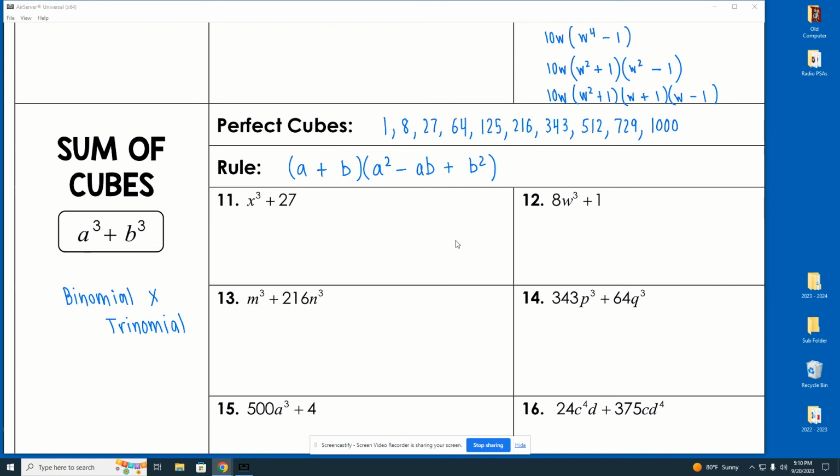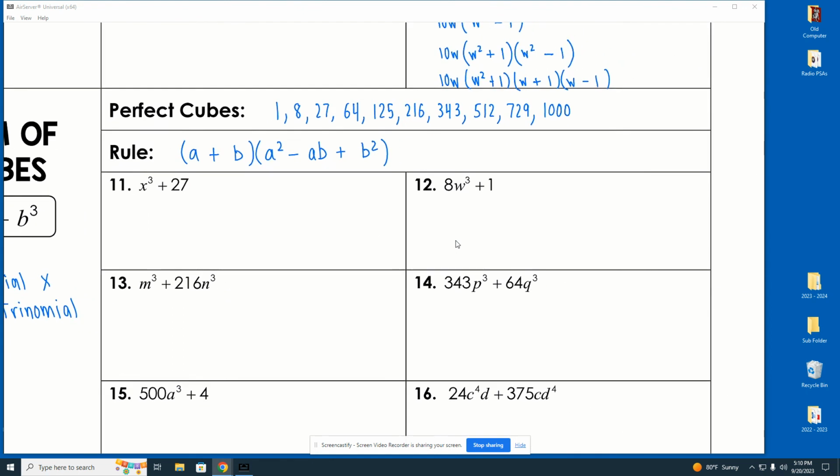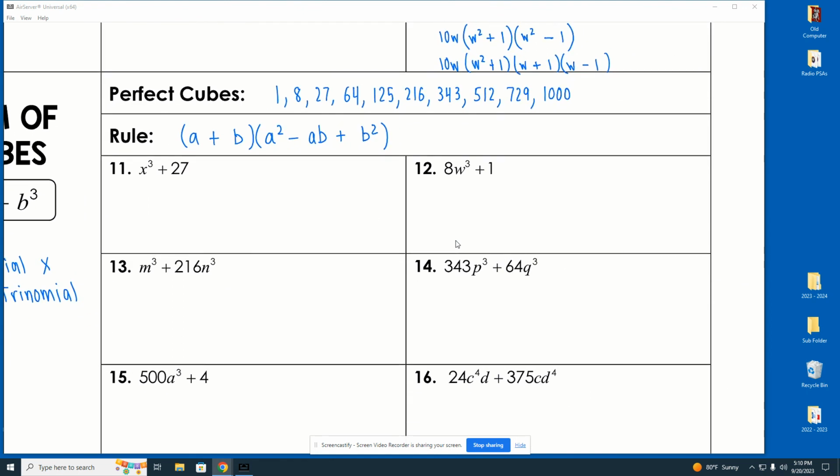Okay, it's real simple. All right, watch, and we'll just keep going down the right side. 8w cubed plus 1. Again, is 8w cubed a perfect cube? Well, w cubed definitely is. It's a multiple of 3. If it's a multiple of 3 as a variable, it's a perfect cube. But 8, it's on my list, right? That's 2 times 2 times 2. So is 1. So this will definitely factor into a binomial times a trinomial. So what are they? Well, it's 2w, right? And it's 1. So there's my binomial.